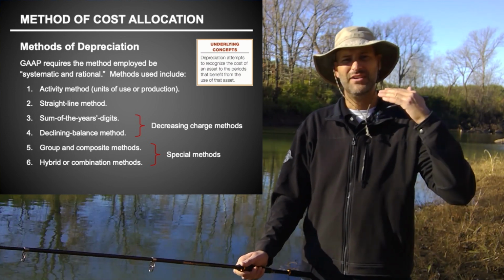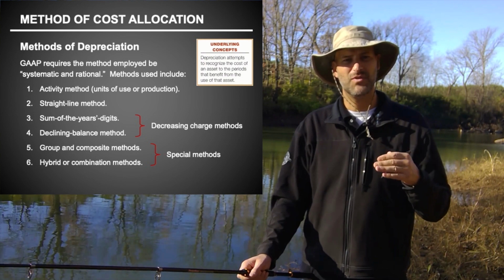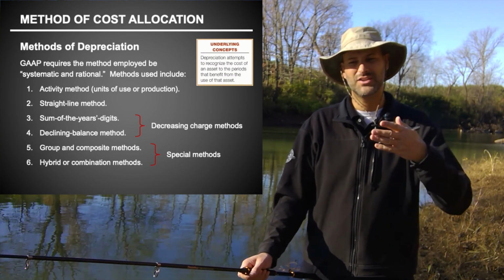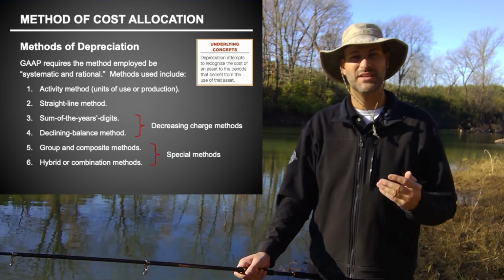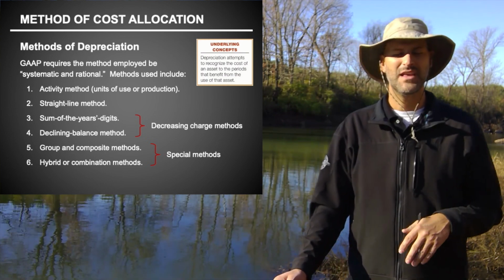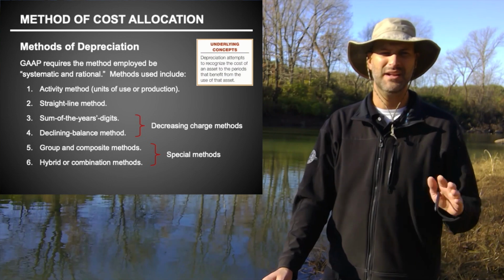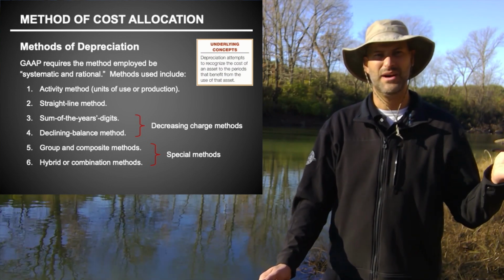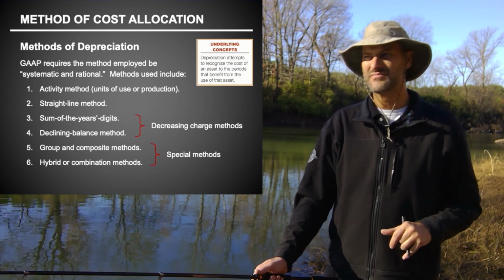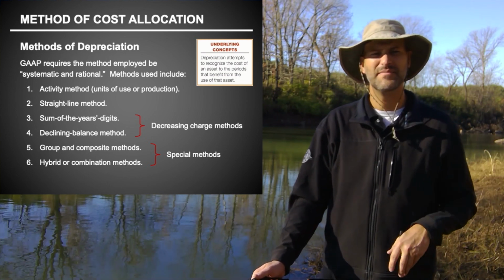So we have an activity method, which is units or use of the product. So that would be like the use of, say, hours on my boat. If I'm going to depreciate based on hours usage, that would be an activity method. Straight line, which is predominantly across the board the most common, and that's just the cost divided by the useful life.